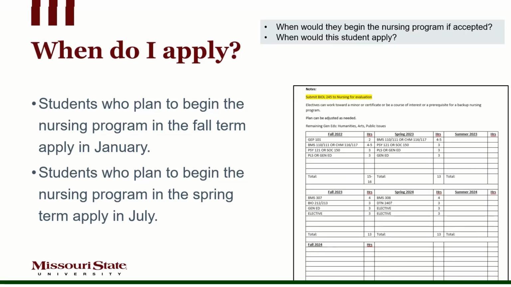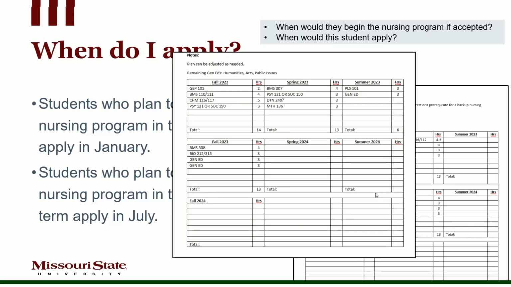So if we look at this example, you'll see that this student is finishing all of their pre-nursing coursework here in spring 2024. This means that they're planning to start the nursing program in the fall, so they would be applying in January of 2024, so between this fall semester and spring semester. Fall start, January application.